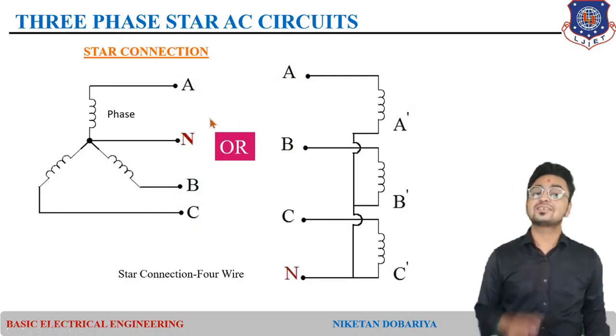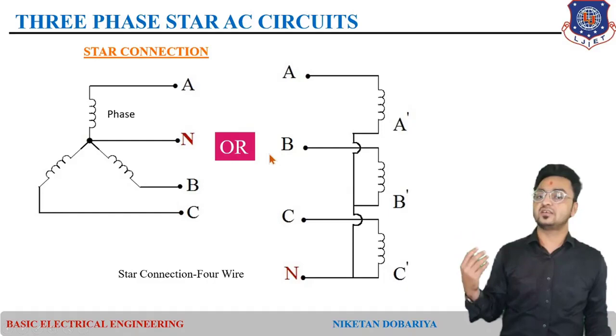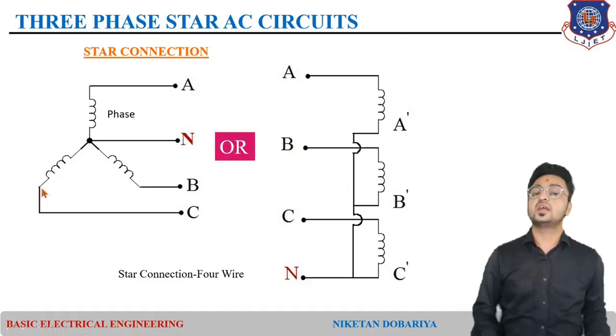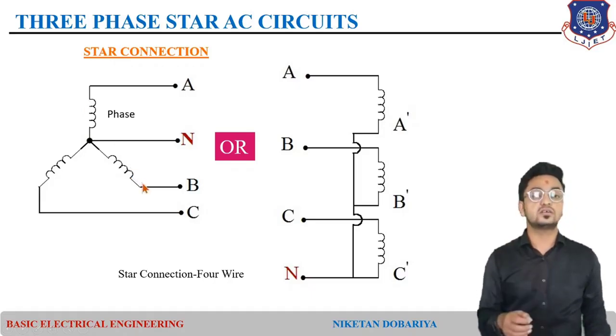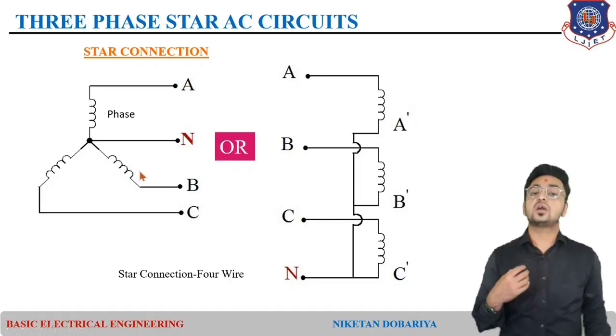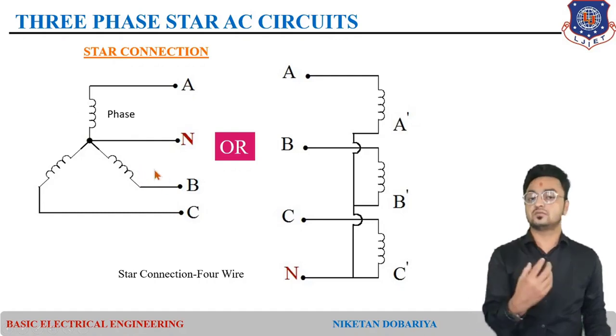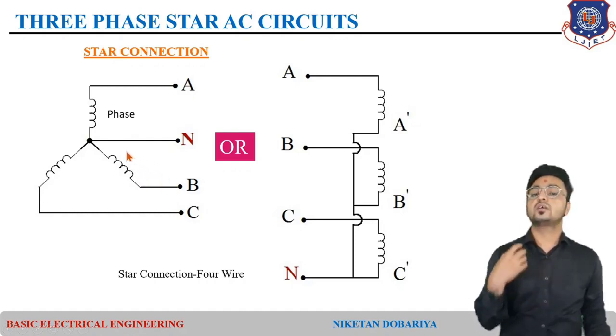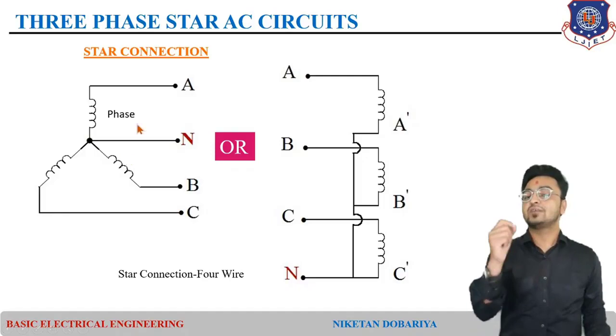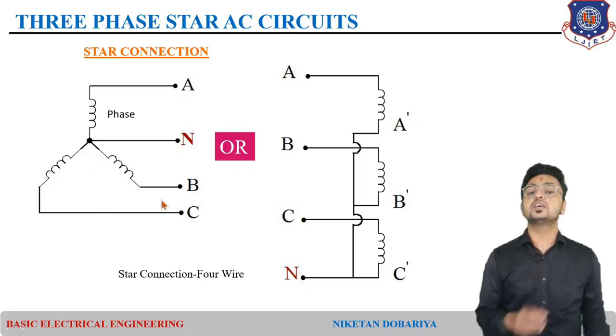Basically, these diagrams represent the star connection. Here we have three coils. First of all, let me tell you, these three inductors are not normal inductors. They are part of the coils of a generator. That means whatever voltage is generated, it is generated in these three coils.